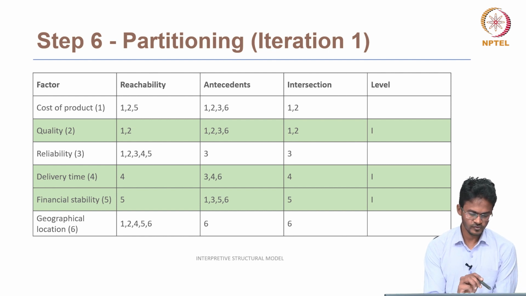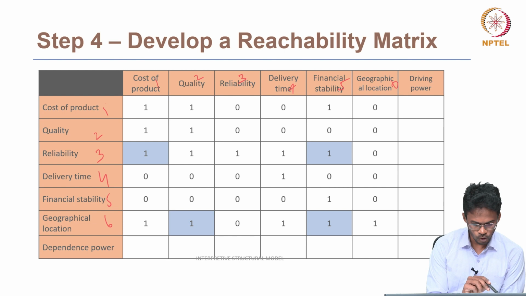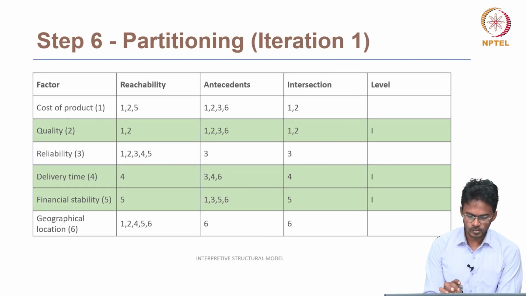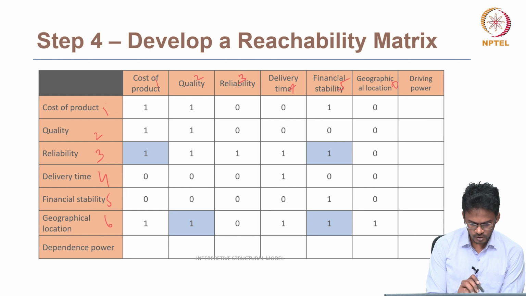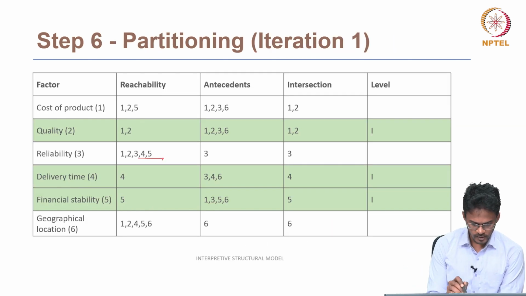We next take the second factor, which is quality. We can see the reachability: for quality, 1 and 2 are influenced by quality, and factors 1, 2, 3 and 6 are influencing the quality. So, 1, 2 will be in the reachability, 1, 2, 3 and 6 will be in antecedents, and in intersection we have 1 and 2 because these are common. For reliability, the factors that are influenced by reliability are 1, 2, 3, 4 and 5, and the factor that influences reliability is reliability itself, that is 3.